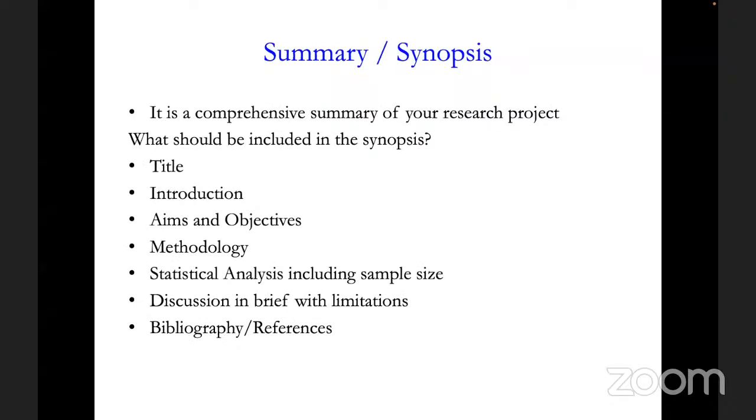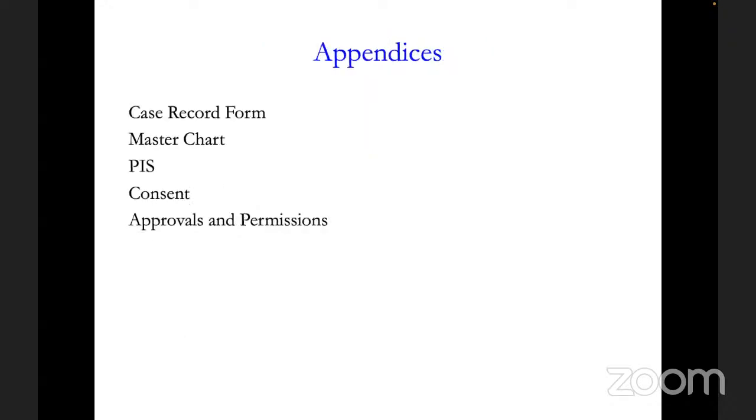Most of the dissertations and most of the universities will ask you for a summary or a synopsis, maybe a part of your dissertation or a separate booklet of a summary. And when you write a summary, once you have written your complete dissertation, it will be easy for you to summarize it. And this synopsis should include title, introduction, aims, objectives, methodology, statistical analysis, including sample size, discussion in brief with limitations, followed by conclusion and references. Depending upon the university, it could be as small as 500 words, and some universities may ask for 1500 words. So it has to be truncated while keeping these points in focus for your synopsis.